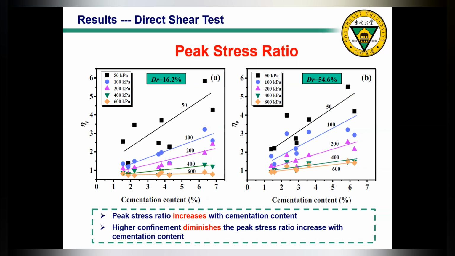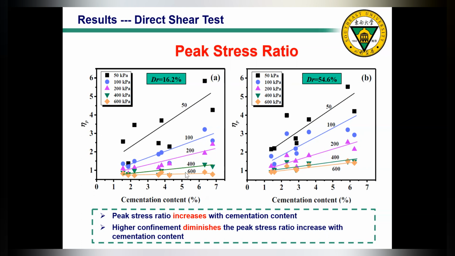the peak shear strength of calcareous sand, right? However, this increase is diminished with higher confinement. Like for 50 kPa, we can see the slope is quite large, so this increase is quite significant.